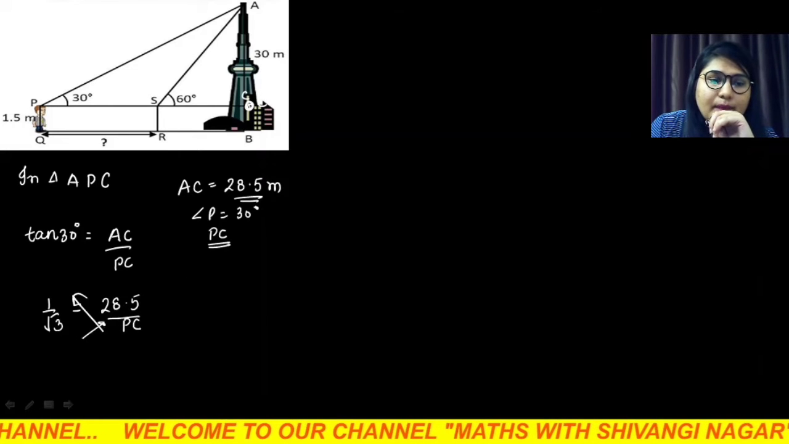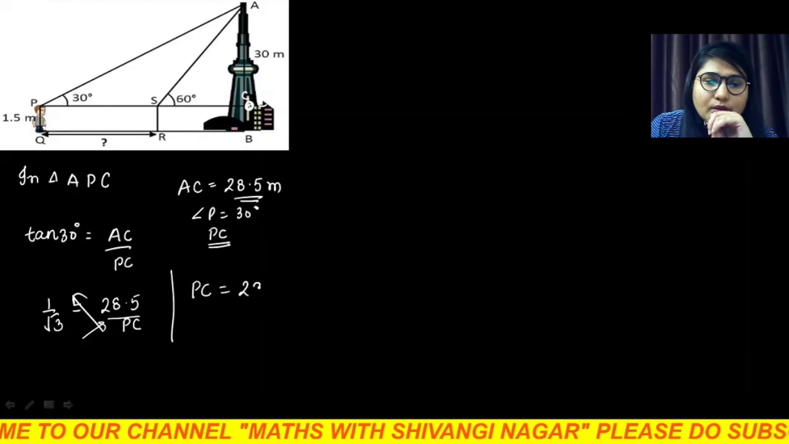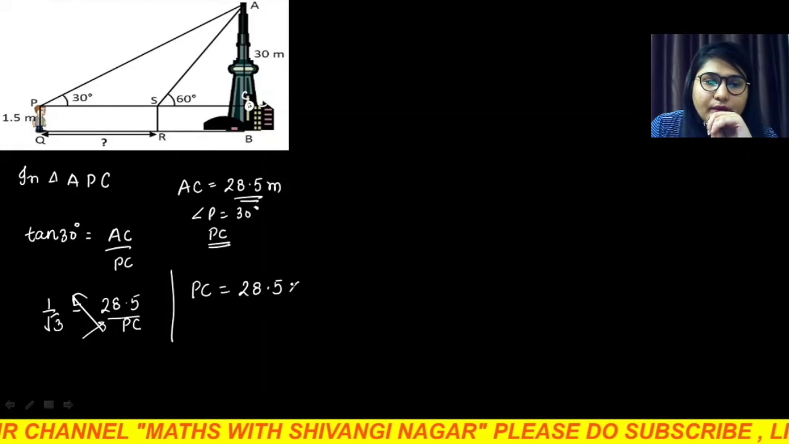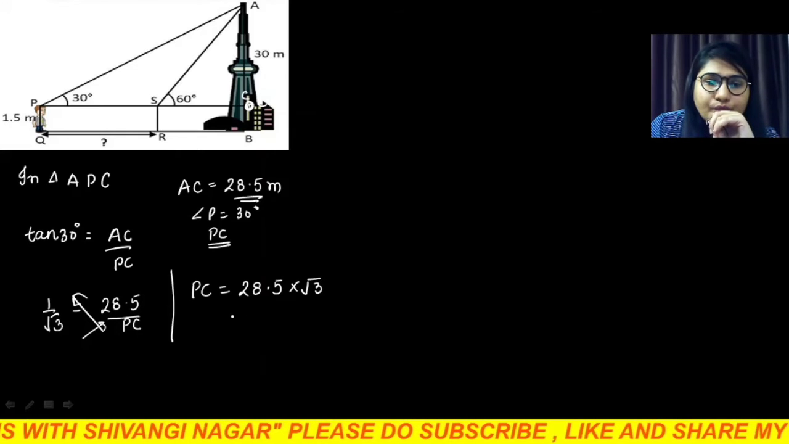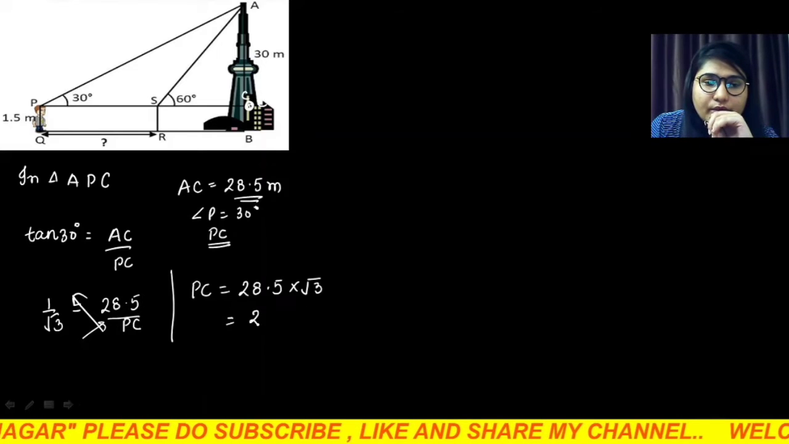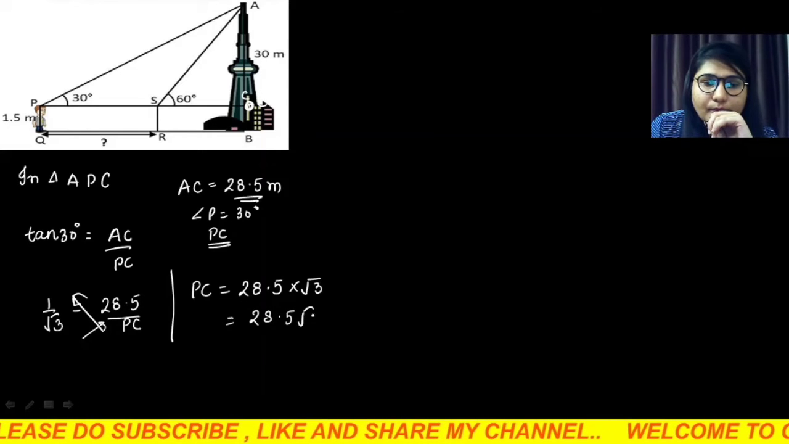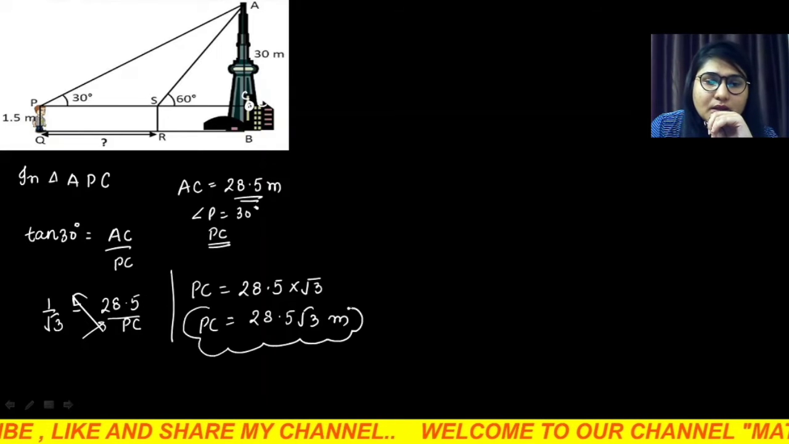Now cross multiply the things. So what we are getting here? So PC is equal to 28.5 into root over 3. Clear? Now this 28.5 into root over 3 is the answer. This is the PC. Now we will enclose this in a cloud because we will use it later on.